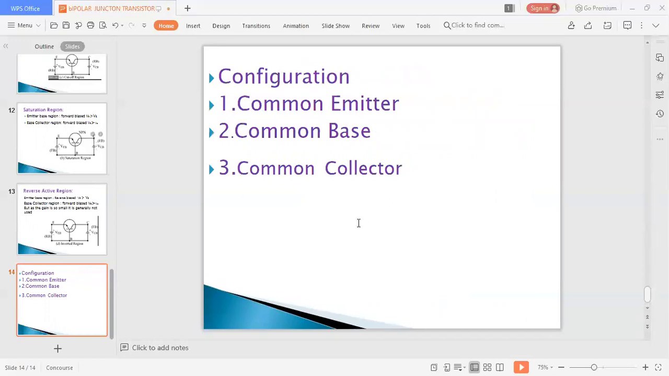There are three configurations of BJT. They are common emitter, common base, and common collector. We will talk about this later.